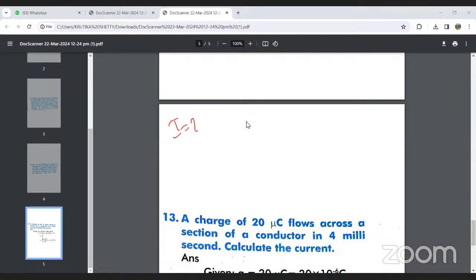The charge value is given as 20 into 10 raised to minus 6 coulomb. And the time is 4 millisecond. Yes, you calculate and tell me the answer.